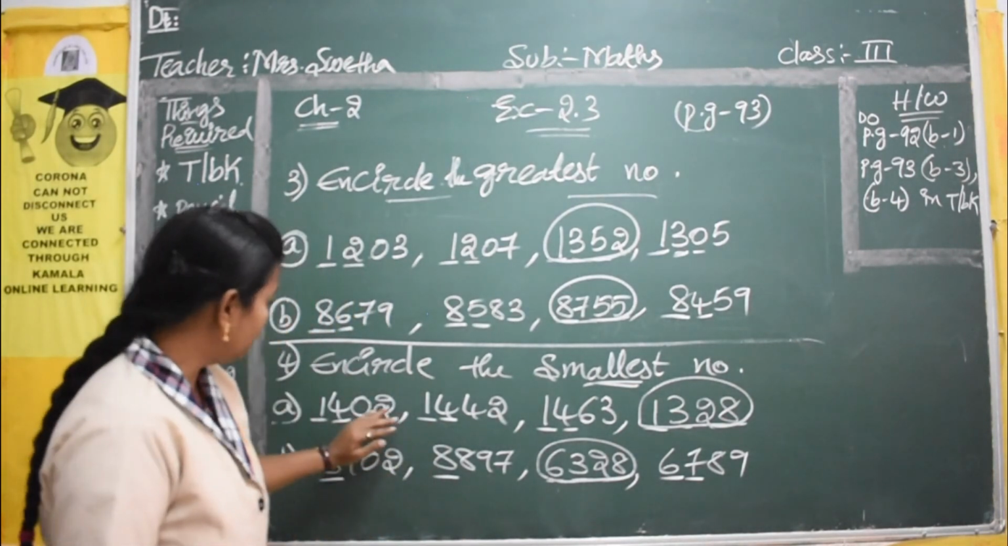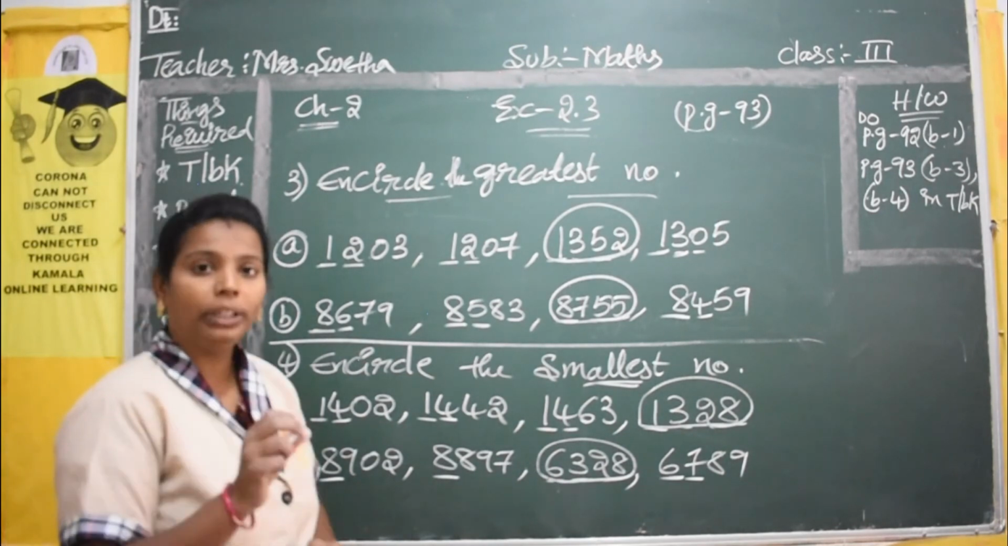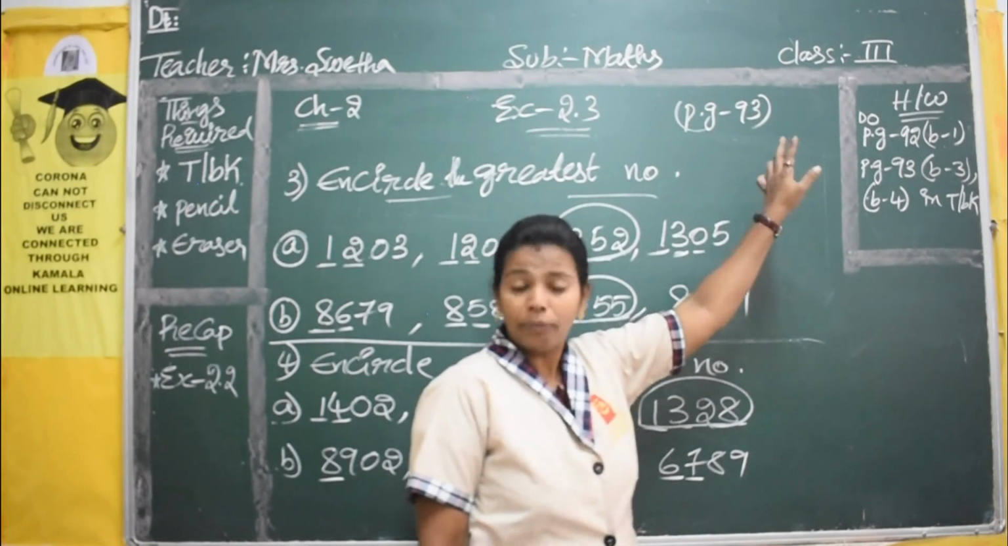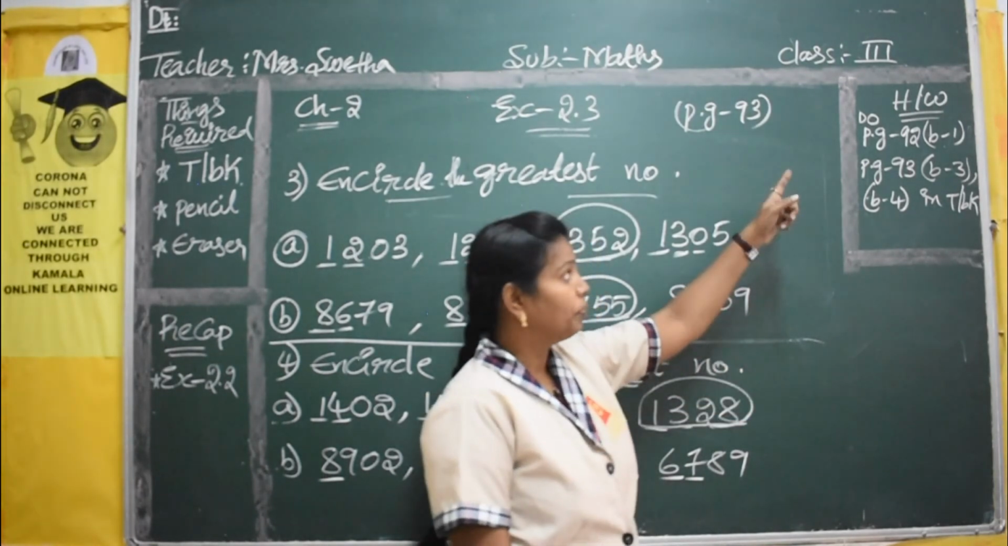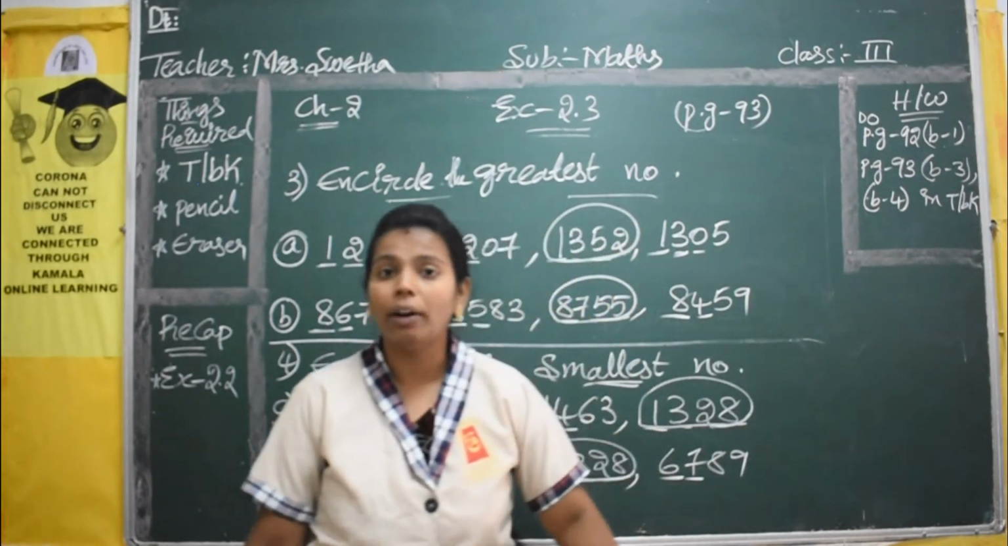Okay children, in this also I gave you 2 problems. The other 2 are for homework. You have to do it in your term book itself. So here I have given page number 92. From the first bit you have 4 questions. From bit number 3 you have 2 questions. From bit number 4 also you have 2 questions.